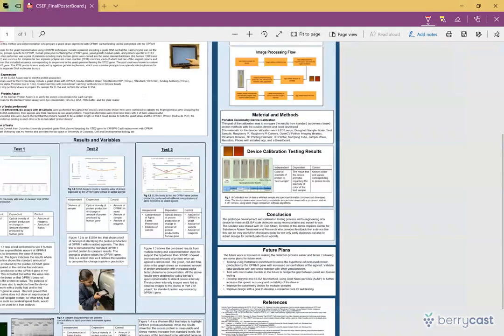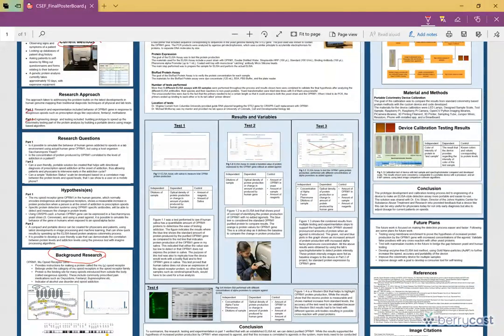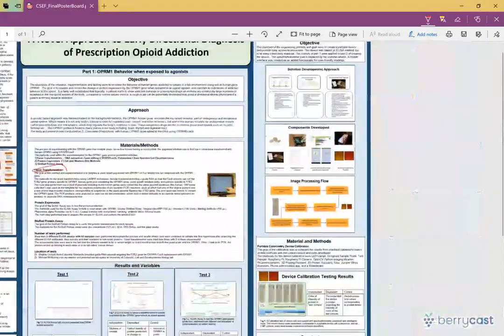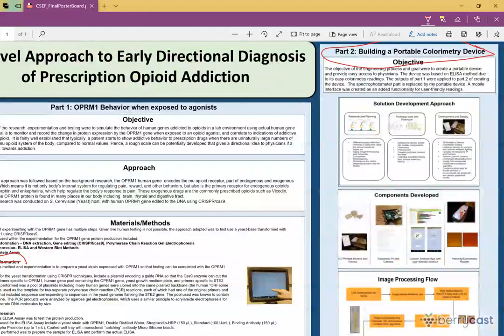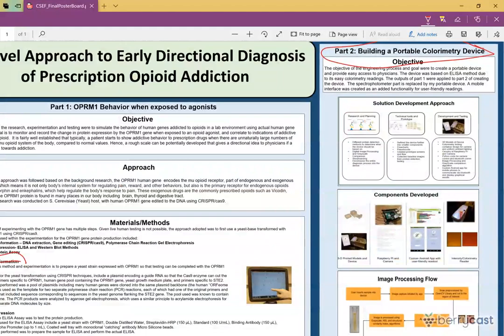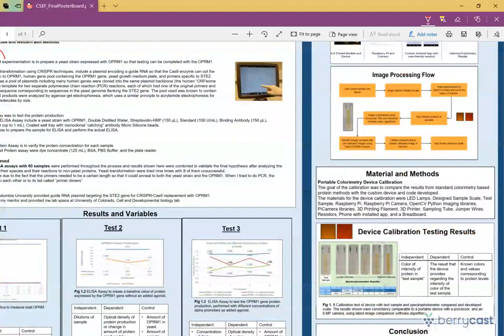All of these tests were performed under the guidance of Dr. Mike McMurray at the University of Colorado, Denver. After I finished part one, I moved on to part two, which is the development of my device, which would diagnose addiction at an early stage. For my device, I used protein detection methods like an ELISA test that I learned about in my first part in order to develop this device.